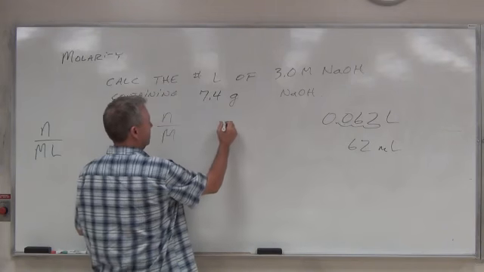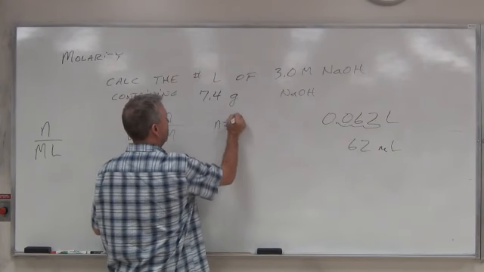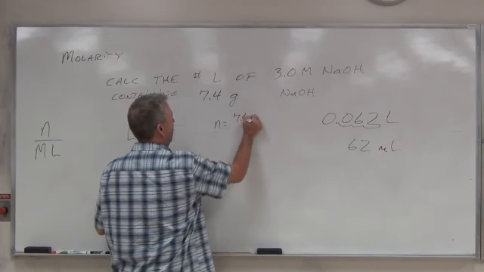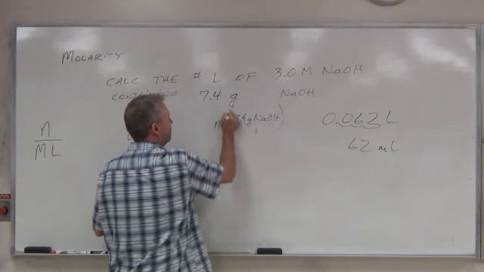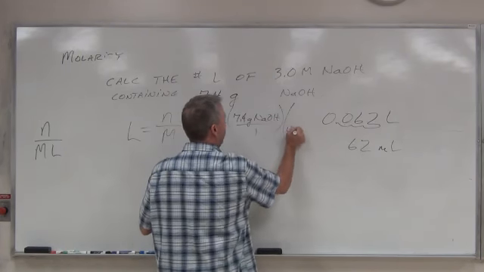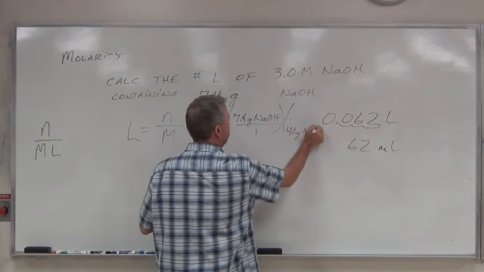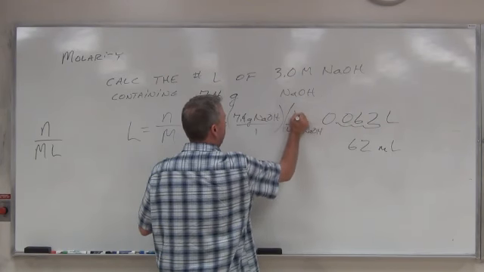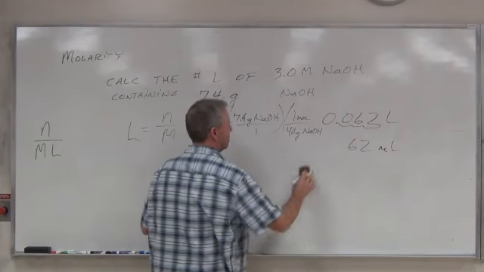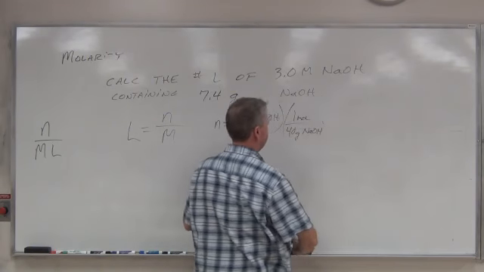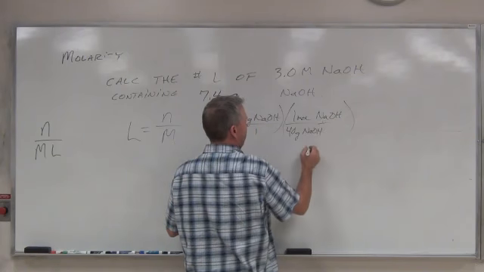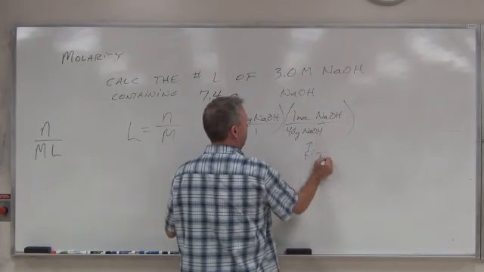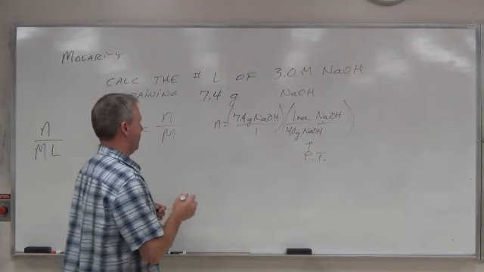What are we going to do? We need moles, right? 7.4 grams of NaOH. I have 40 grams of NaOH and 1 mole of NaOH. Got that again from the periodic table, right? Molar mass from the periodic table.